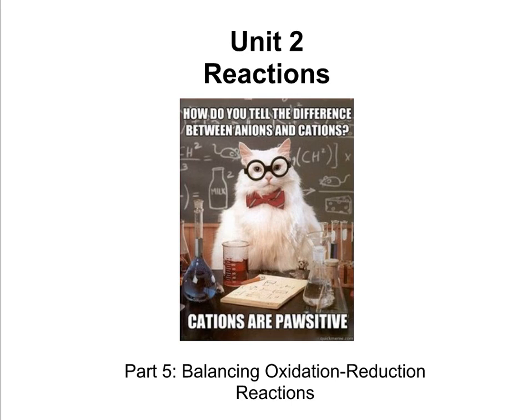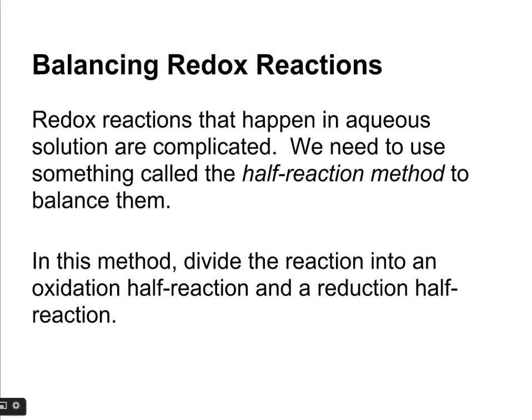In part 5 of Unit 2, we're going to look at balancing oxidation-reduction reactions. Redox reactions that take place in aqueous solutions can be complicated. Some are simple. We looked at some simple examples in the last video, but redox reactions that take place in either acidic or basic solution can get kind of hairy. We need to use something called the half reaction method to balance them. What we do is we divide the reaction in half, the oxidation half reaction and the reduction half reaction.